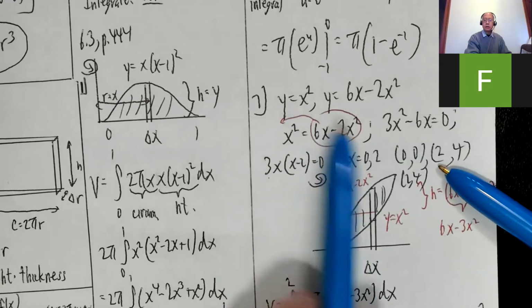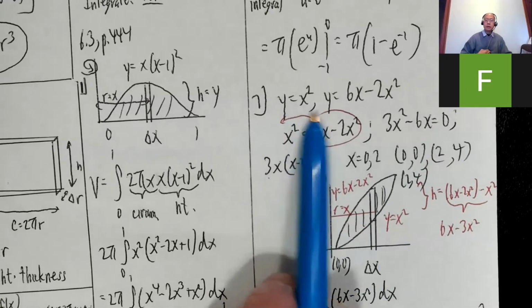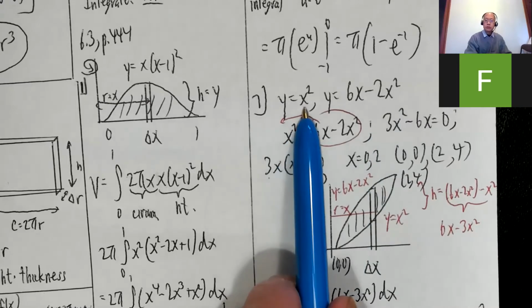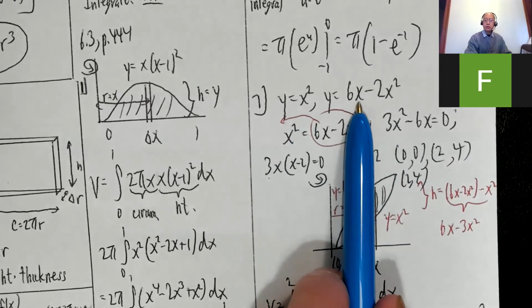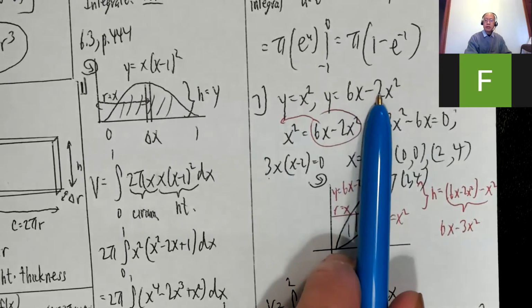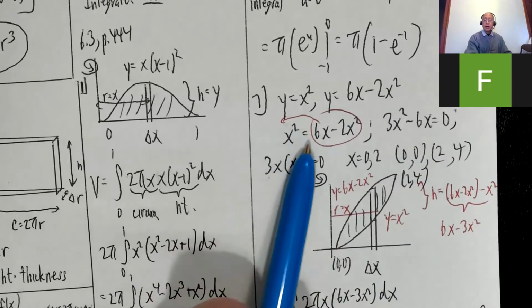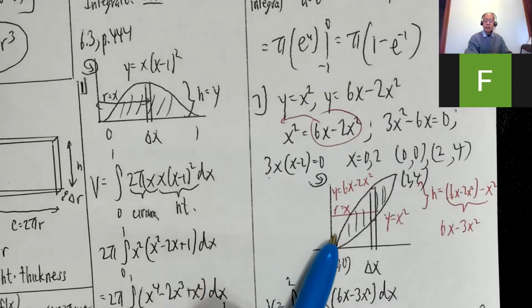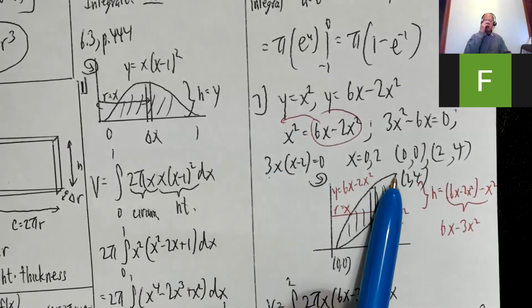So plug in 0, 0, 2, 4. Double check: 0, 0 works. 2, 4, this one's a little harder. 6 times 2 is 12, minus 2 times 4 is 8. 12 minus 8 is 4. Yeah, it works. Okay, I know this is a parabola which opens up. I know this is a parabola which opens down. So this must be the picture.